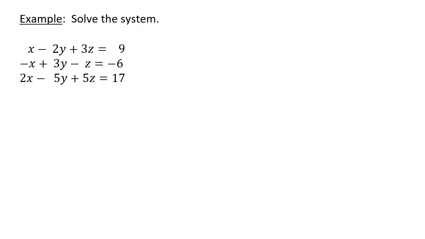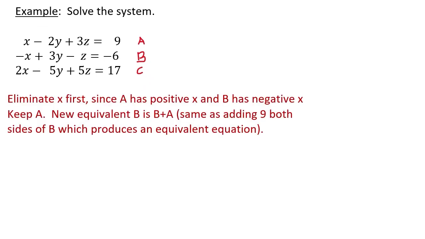Solve the system. Equation A, x minus 2y plus 3z equals 9. Equation B, negative x plus 3y minus z equals negative 6. Equation C, 2x minus 5y plus 5z equals 17. This problem is taken from the OpenStax college algebra textbook. There are always multiple ways to make this decision, but we're going to eliminate x first since equation A has a positive x and equation B has a negative x.